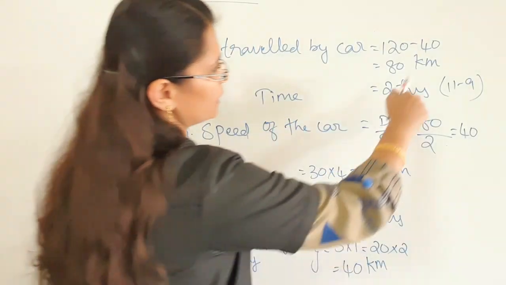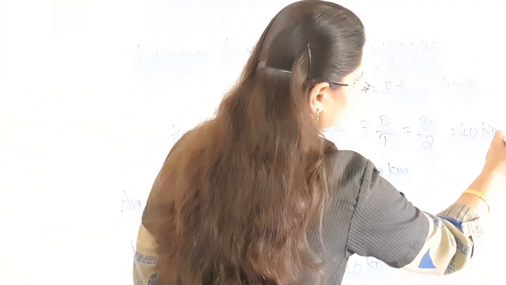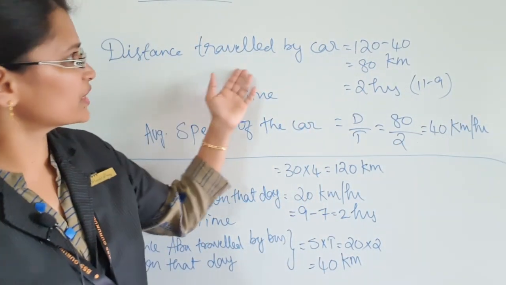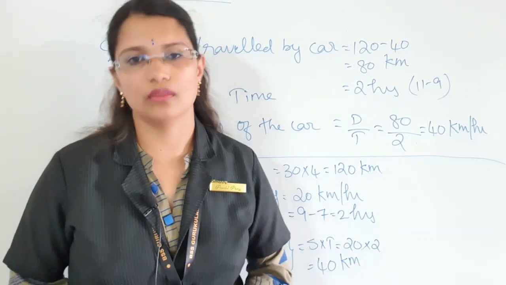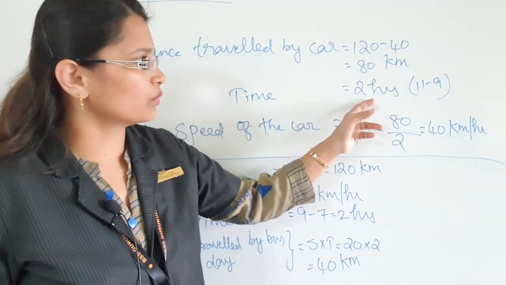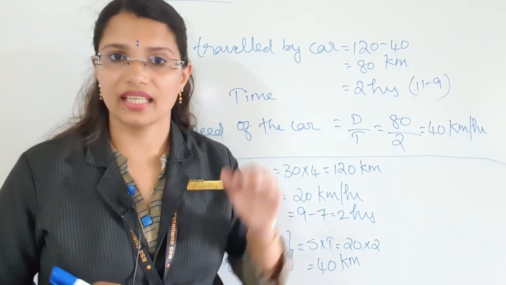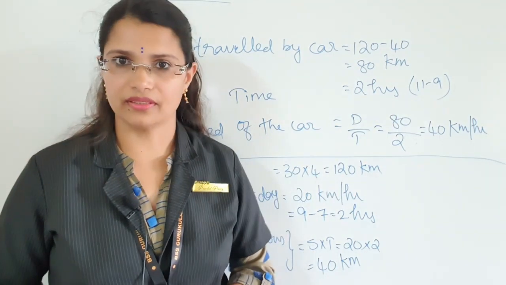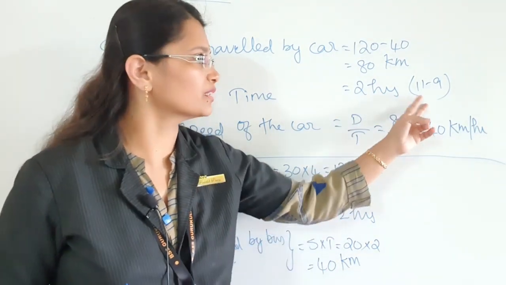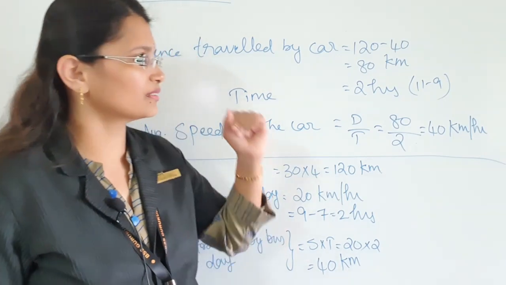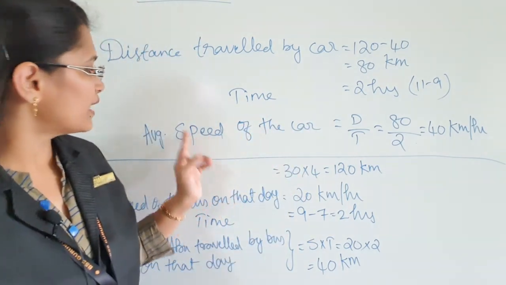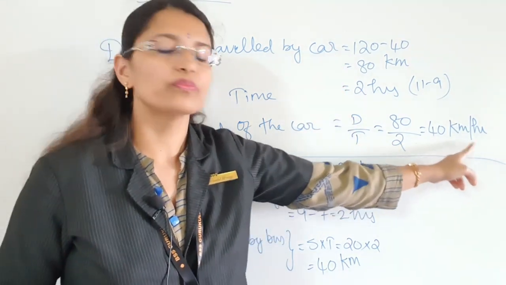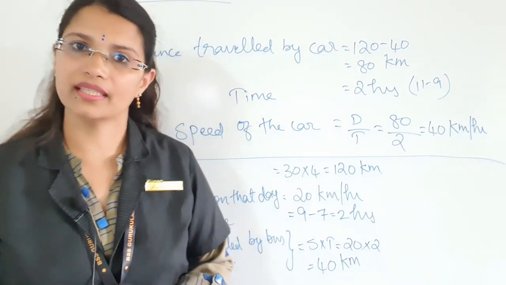What is the unit of the speed? Kilometer per hour. Children, distance travelled by car is equal to 80 kilometers. Time taken is equal to 2 hours. How? 9 o'clock he got down from the bus, but he reached the station at 11 a.m. itself. So 11 minus 9, the difference between these two, that is 2 hours. That is after 9, 10, 11. Then average speed of the car is equal to distance by time, that is 80 divided by 2 is equal to 40 kilometers per hour.